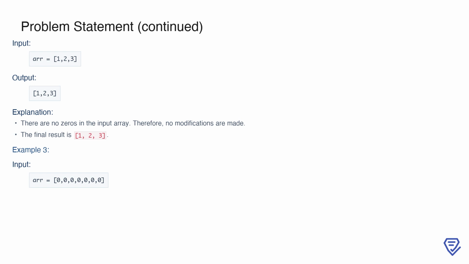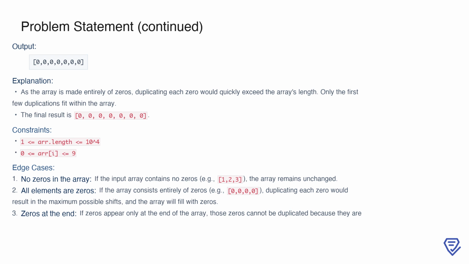Next, we have another example to explore a different scenario. In this case, the input array is 0, 0, 0, 0, 0, 0, 0, which consists entirely of zeros. If we attempt to duplicate each zero, we quickly run into the length limitation of the array. Starting from the first 0, we duplicate as many zeros as possible until the array is completely filled.